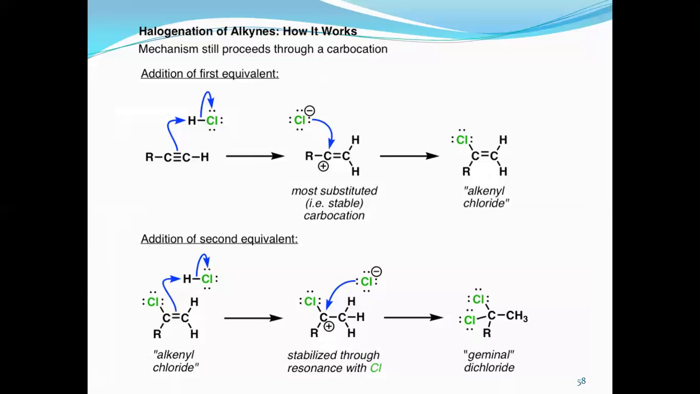Let us look at the mechanism, what is going on actually. In the mechanism, we will find that the reaction goes through a carbocation formation. The first step is the protonation of the alkyne with HCl in such a manner so as to give the most substituted carbocation. This one.